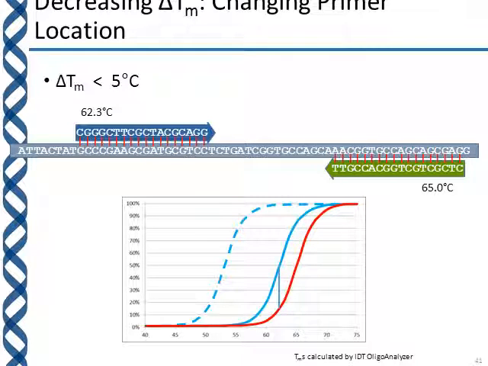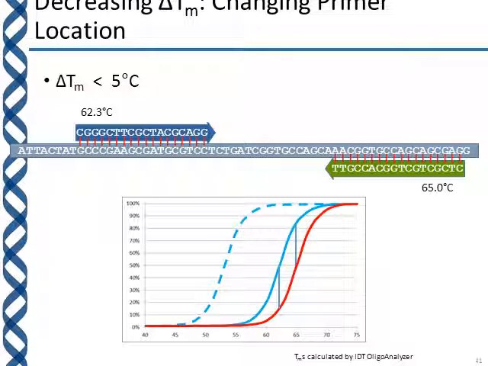That means that even at 50% at the TM of the forward primer, you still have, in this case, about 15% of the reverse primer bound. Not ideal by any means, but definitely workable. This would most likely result in a working PCR.